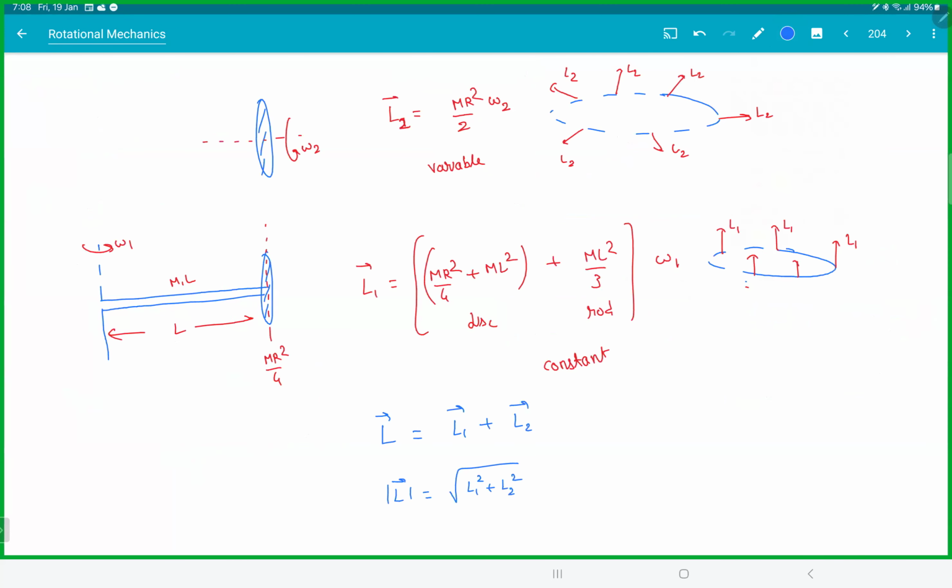First thing, we calculated the angular momentum L1 bar and L2 bar. In this, L1 is constant and the direction of L2 bar is changing. So basically, the torque of mg, instead of making the rod fall down, is being used to change the direction of L2 bar.